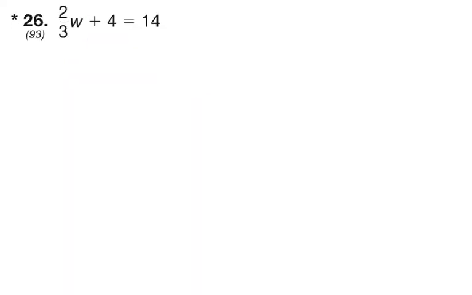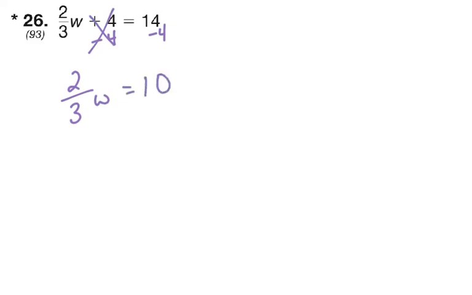All right, take a minute, do this one on your own, pause the video, come back when you're done. All right, so we have 2/3 w, oh wait, let's just go ahead and subtract 4 from both sides. So that leaves us with 2/3 w, because that cancels itself out, and 14 minus 4 is 10.